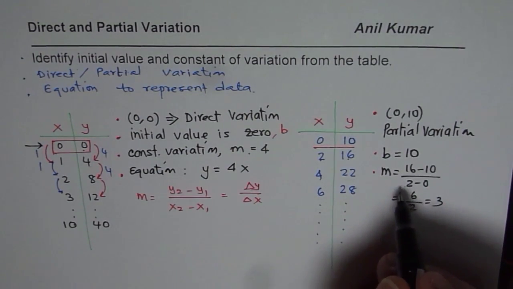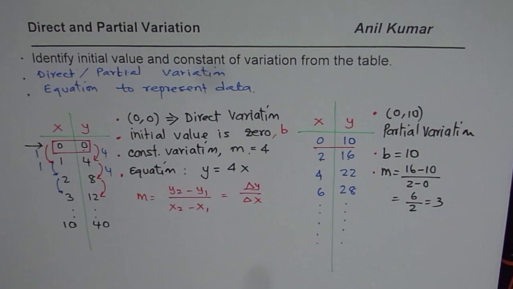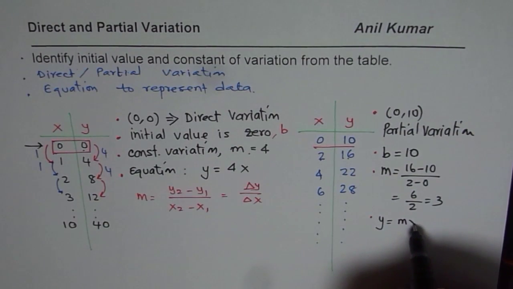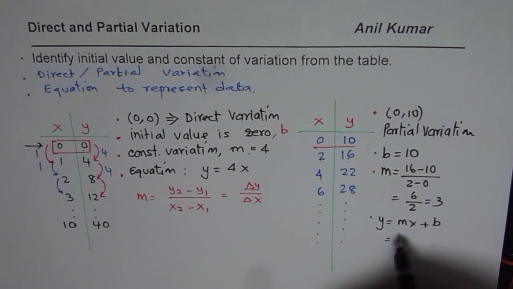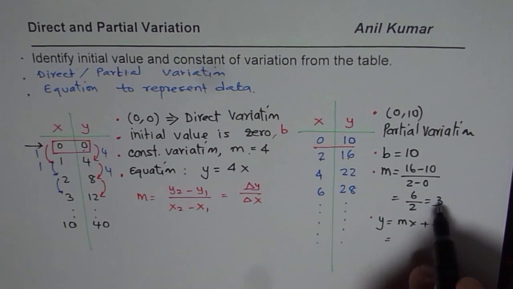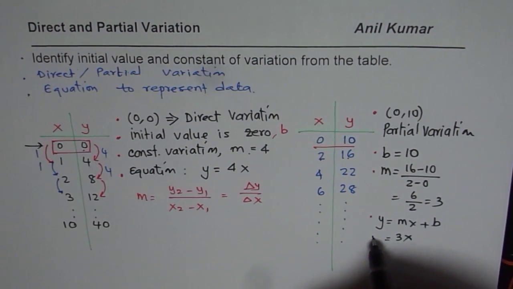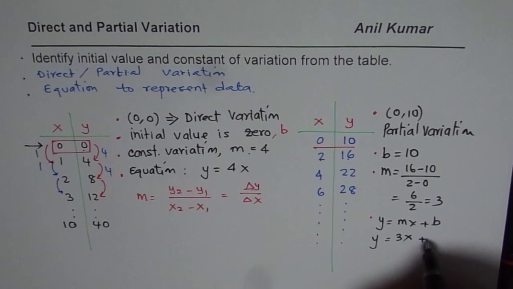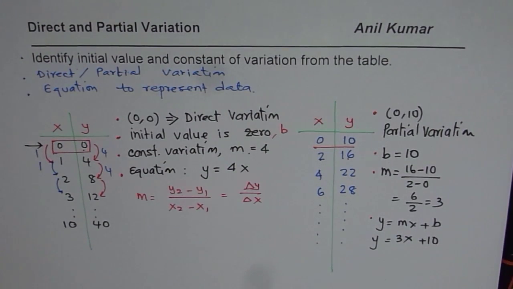Once we know all that, what is the equation? So the equation should be y equals mx plus b. So y equals mx plus b. The constant of variation is 3. So we can write this as 3x. So we get y equals 3x. And b, the initial value, is 10. So we get plus 10. Do you understand? So that is how we can get the equation.